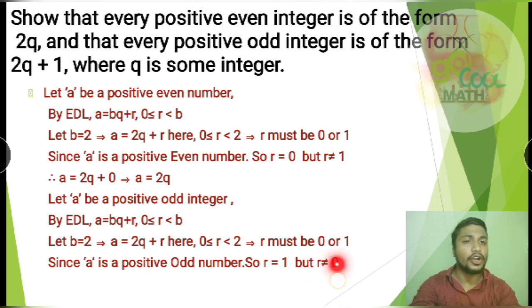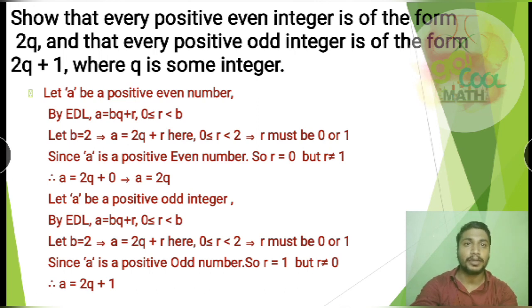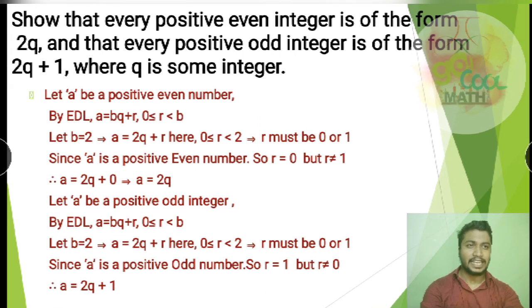And the remainder is not equal to 0. If any odd number is divisible by 2, then the remainder is 1, but r is not equal to 0. And r is equal to 1, substitute here. Therefore, a is equal to 2q plus 1. r is 1 here. Therefore, a is nothing but positive odd integer and it is in the form of 2q plus 1. I hope you all understood this problem. We'll move on to the next problem.